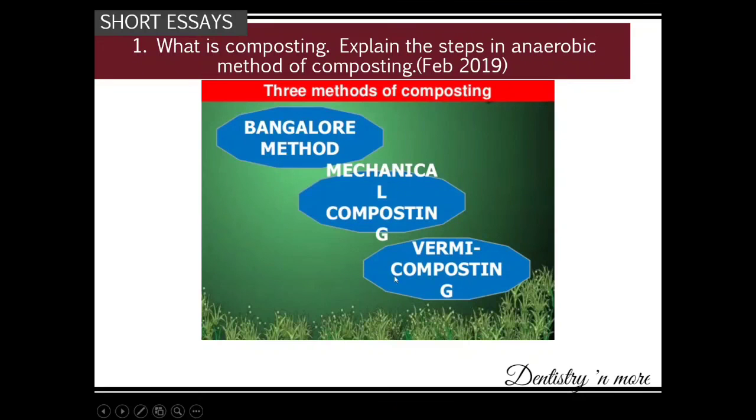Basically we have three methods. That is the Bangalore method, which is anaerobic, where no oxygen is present, and which happens inside a trench. Mechanical composting, which is aerobic, happens inside a machine, with the presence of oxygen. And vermicomposting, the one which we create at home.